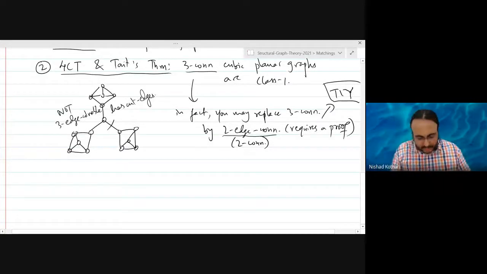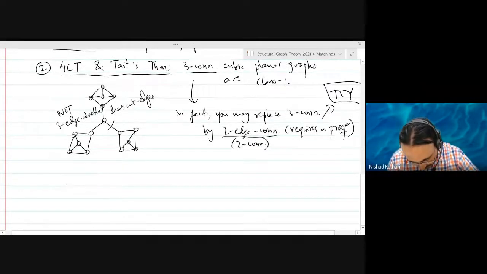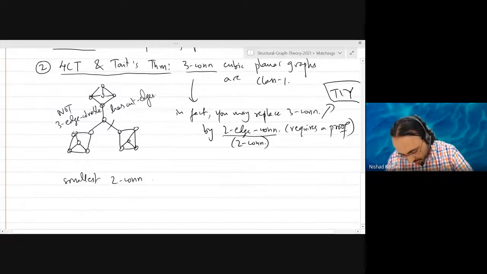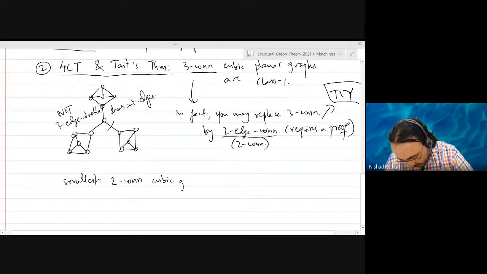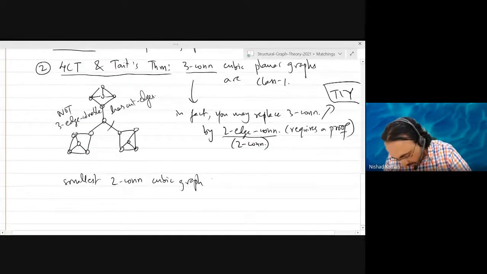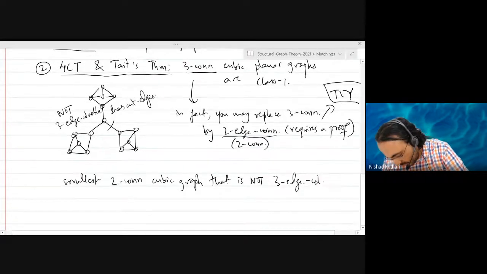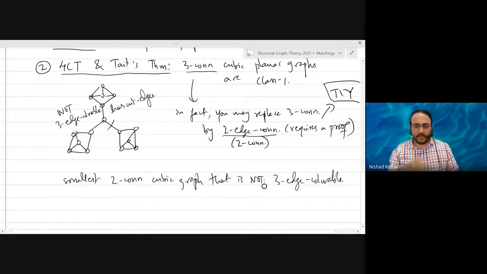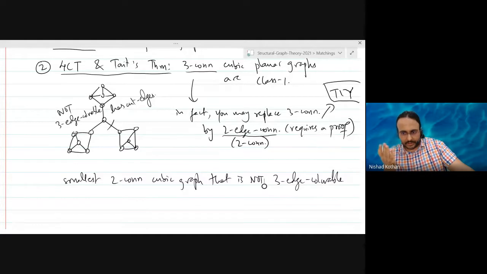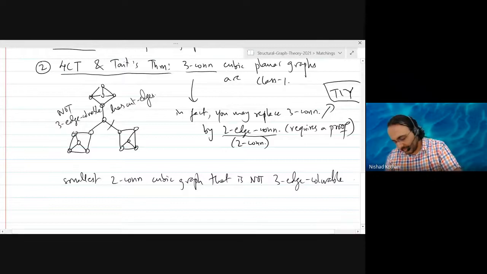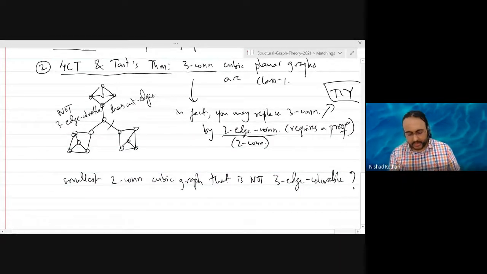So let me ask you a question. What is the smallest two connected cubic graph that is not three edge colorable? Of course, if it is planar, it would be three edge colorable. So that is why I have thrown away the planar condition. Any guesses? The smallest two connected cubic graph that is not three edge colorable.